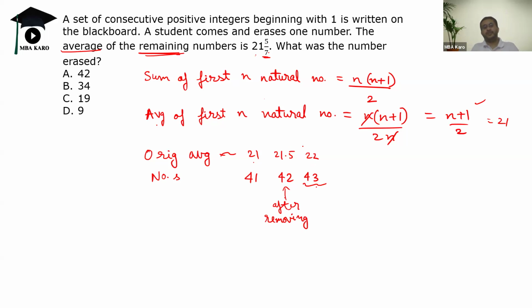Now, how are we going to do this? We need to find the number that is erased. The original average is 22, and we figured out that originally we have 43 numbers. So the first sum is 22 into 43. The new sum is 21 5 by 7 into 42. So 21 into 42 plus 5 by 7 into 42.